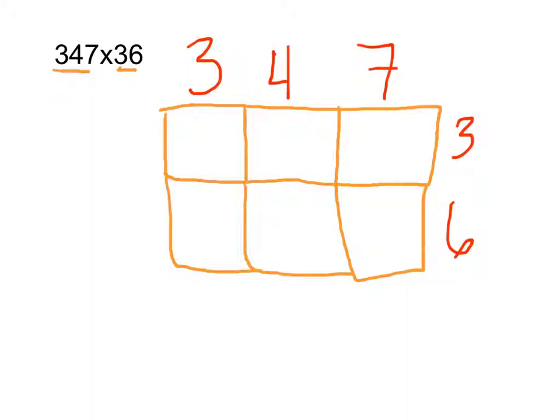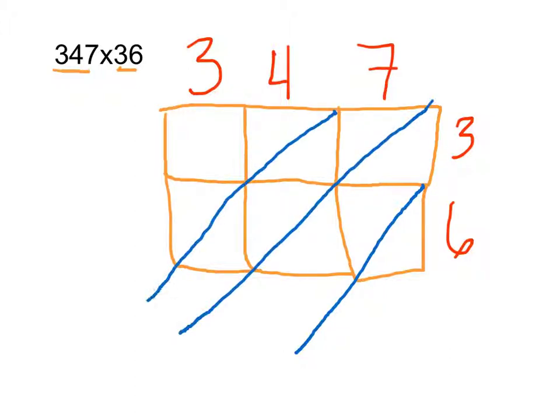Now draw your diagonals. Your first diagonal starts with this bottom box and you draw it straight down. You go up to the next one and draw it straight down. Keep going around to the left and draw it straight down. And the last one, draw it straight down. Now you're going to begin multiplying.